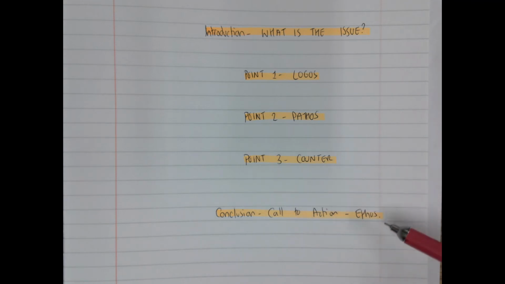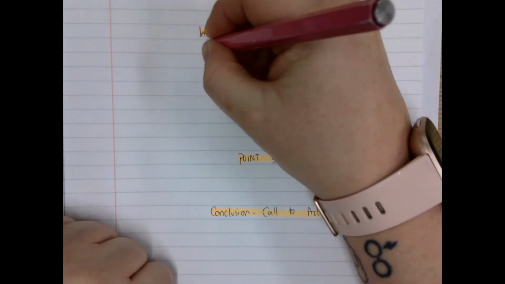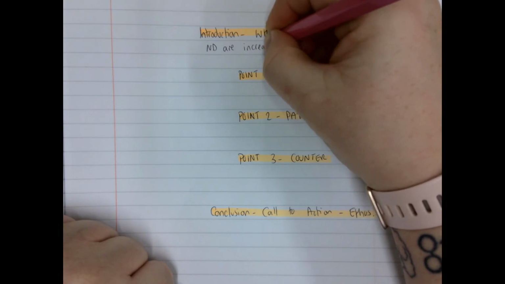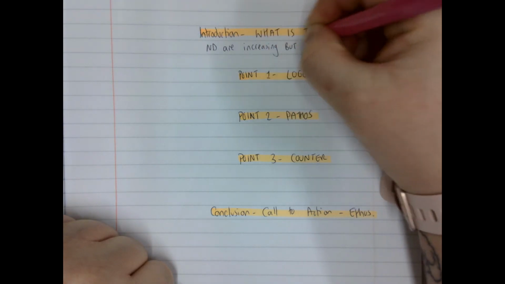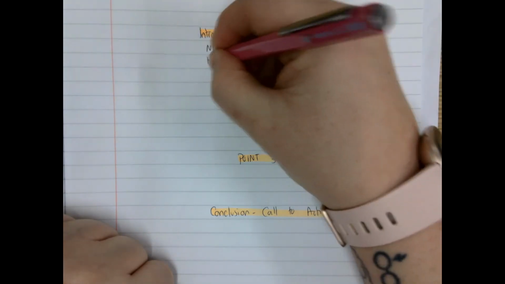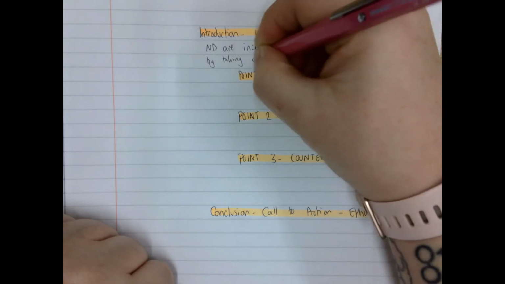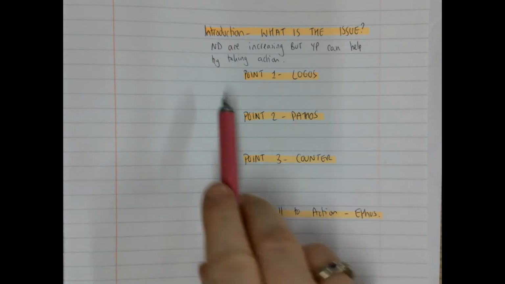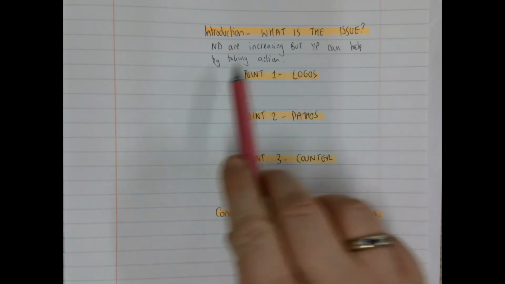And this is going to really appeal to your audience's ethos, that idea that they can work together to potentially improve something. So in our introduction, our issue is that natural disasters are increasing, but young people can help by taking action. And so essentially what I've done here is I've got my thesis statement. And this would also allow me to use this as a topic sentence.